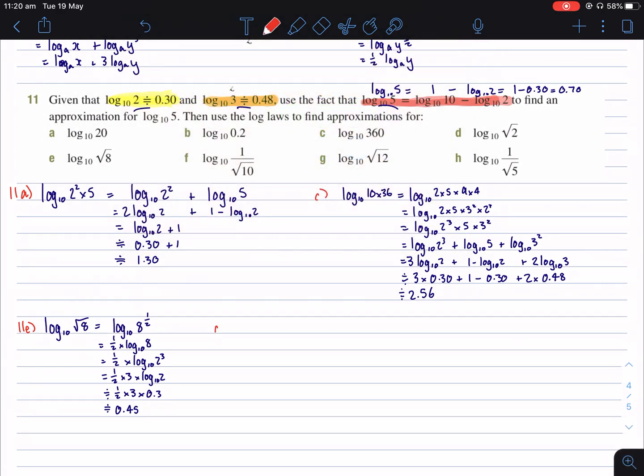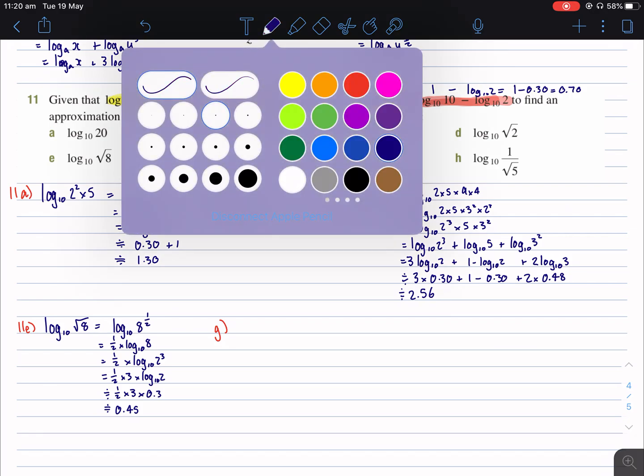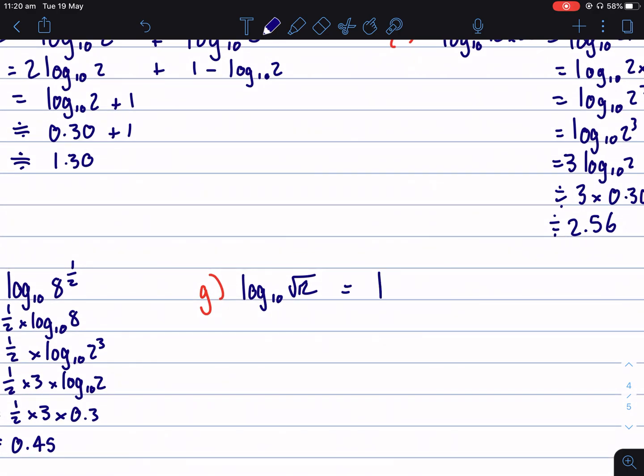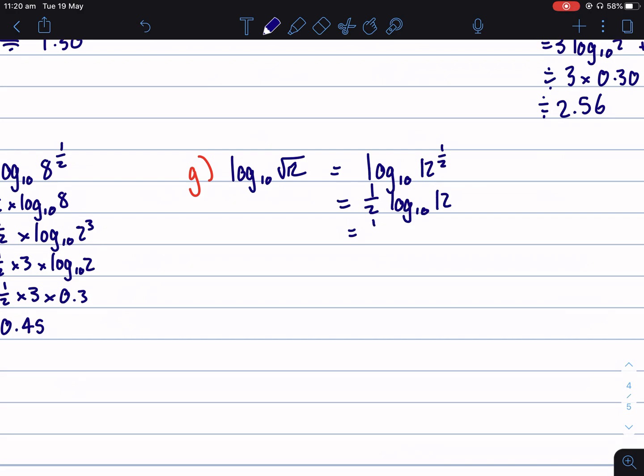FG. Log base 10 of root 12. Okay, so let's get rid of that root first. Log base 10 of 12 to the half. So we've got half log base 10 of 12. Now I want this in terms of 2 and 3, or 5 at a pinch. So half log base 10 of 2 squared times 3. So I've got half outside of log base 10 of 2 squared plus log base 10 of 3.